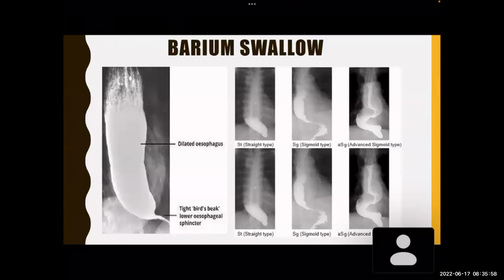This is the barium swallow. It's a radiological investigation where we can find a dilated esophagus with a tight bird-beak lower esophageal sphincter due to the high lower esophageal sphincter pressure. These are the types you can see. Mostly there is the straight type, which is an early type, and when it is dilated, it is called megaesophagus or a sigmoid type of esophagus. You can see the pictures over here.